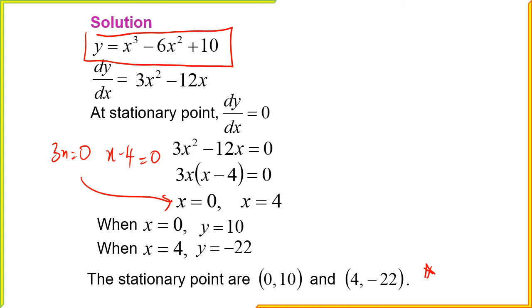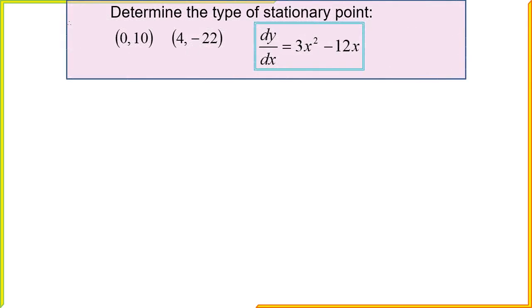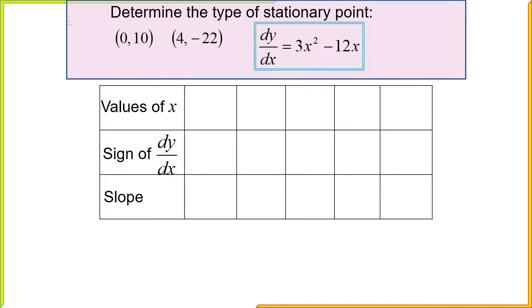Now the second task is to check the nature of these 2 points. Because we have 2 values of x, we will have 3 areas. So we need to check before 0, between 0 and 4, and after 4. We can take any value before 0, let's say negative 1. Between 0 and 4 we can take 1. And after 4 we can take 5.